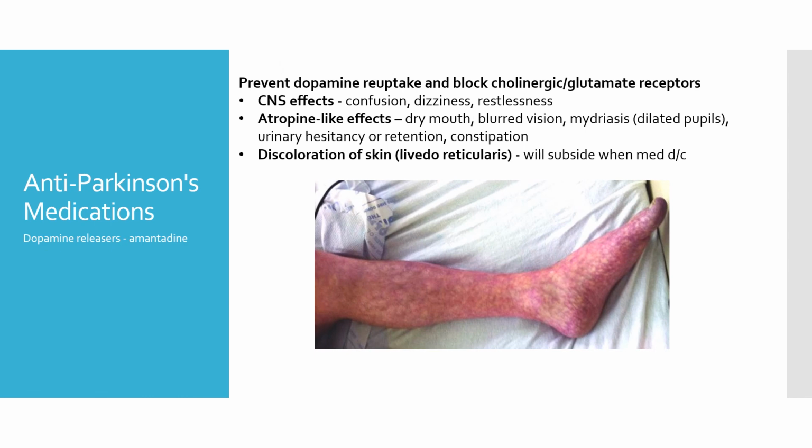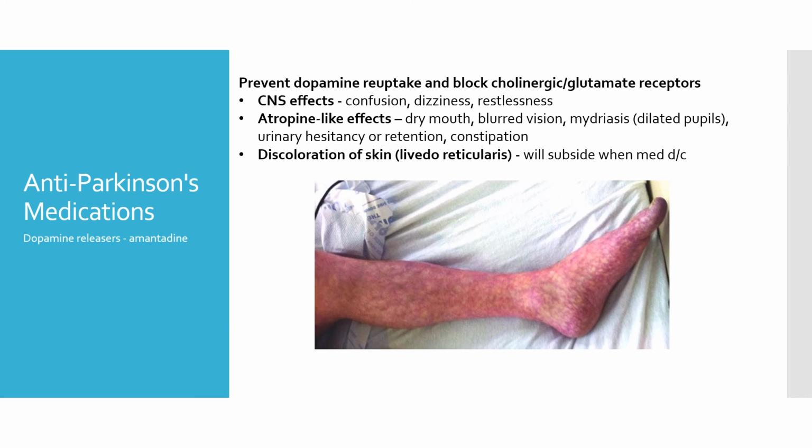And then we have dopamine releasers such as amantadine. These are going to prevent dopamine reuptake and block cholinergic and glutamate receptors. Can lead to some CNS effects though. Usually we can reverse or counteract these. But we also have atropine-like effects, so exaggerated anticholinergics, okay?